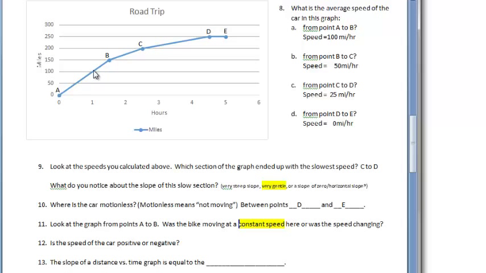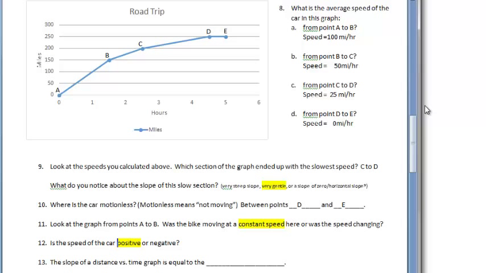Is the speed of the car positive or negative? Take a look at the speeds you calculated up here for problem 8. 100 miles an hour, 50 miles an hour, 25 miles an hour, and 0 miles an hour. Did we have any negative speeds? No. So the answer here would be positive. Speed is always positive.